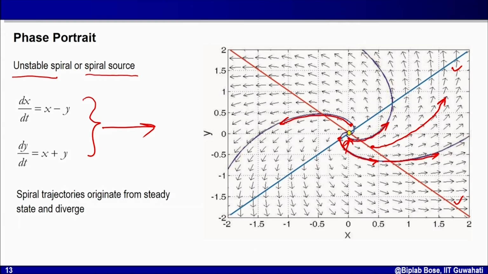So what I have discussed till now are different types of common phase portraits that you can expect. Some of them are stable, some of them are unstable. For example, I have discussed stable node, unstable node, stable spiral, unstable spiral. Then we have the saddle type steady state or phase portrait, and then we have the center type phase portrait.